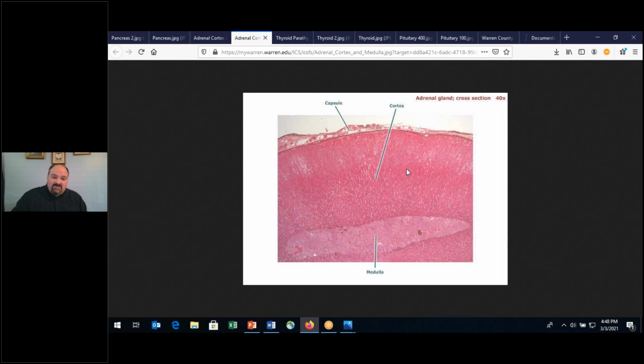So glomerulosa, fasciculata, reticularis. Those three zones are present within the adrenal cortex, with the medullary region on the innermost portion. This is nervous tissue. This is all glandular tissue for the cortex. Glandular tissue for the cortex, nervous tissue for the medullary region.